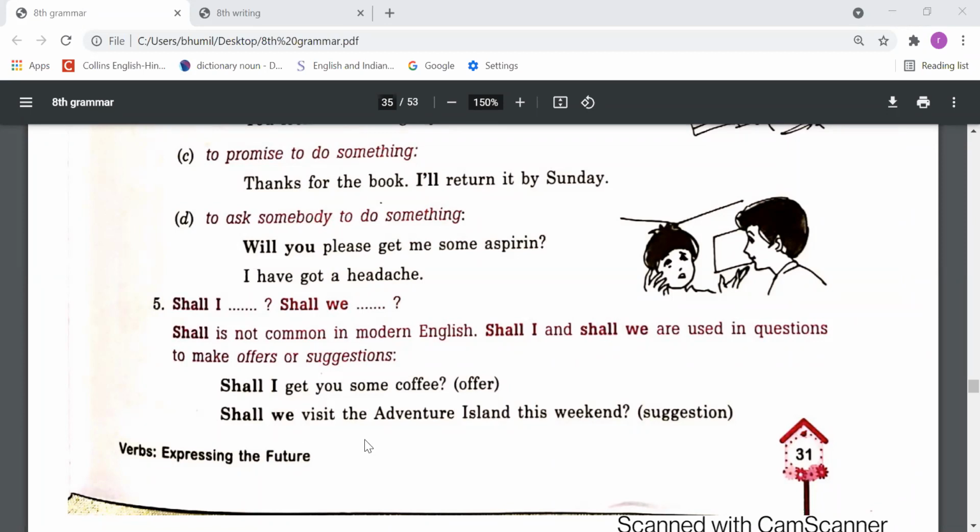So, dear students, these days usually we don't use shall with the subject. Meaning, when we talk about the future, we don't use shall. But in question sentences with I and we, we put shall to offer something or to give any suggestion. For that sense, we can use shall as an auxiliary verb with I and we. Right?